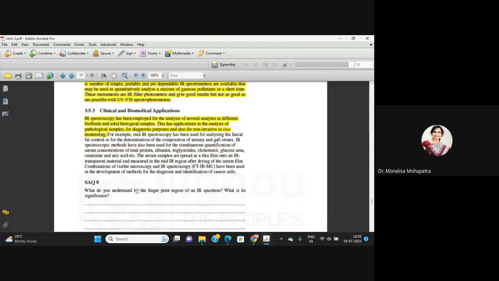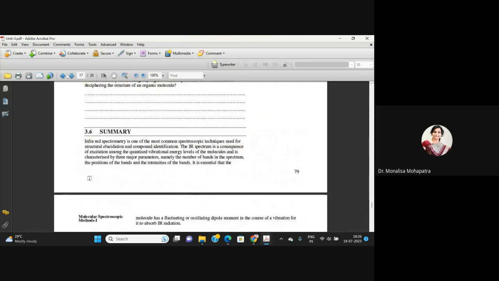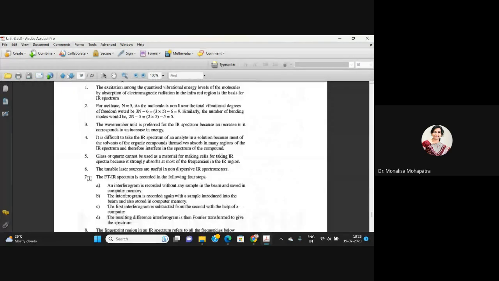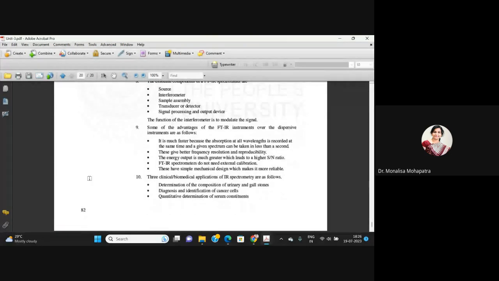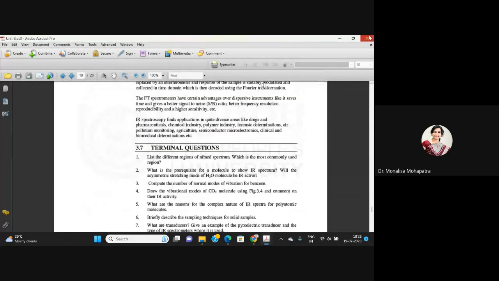So here the question is, what do you understand by fingerprint region? What is its significance? Understood its significance? Like two similar structural moieties, they are like twins, but their fingerprint region will give different IR spectrum. So this is the summary outline. Many questions are there and many numericals are there. You must practice all these numericals and questions mentioned here.